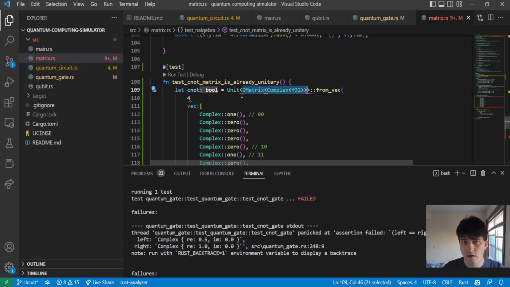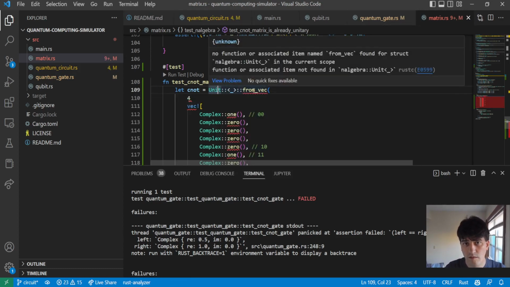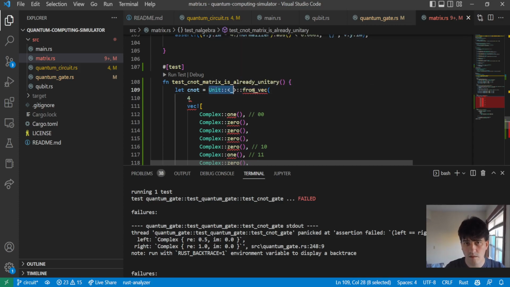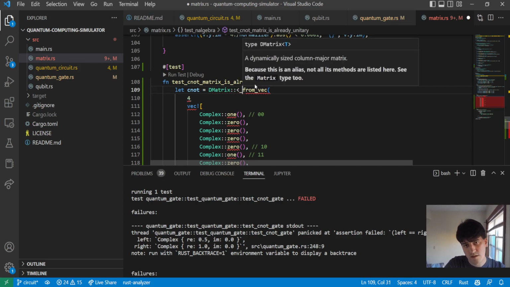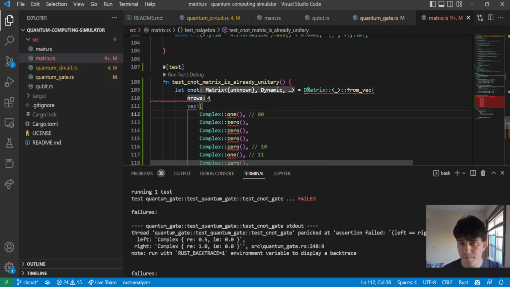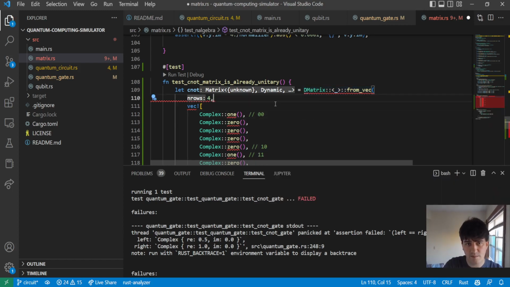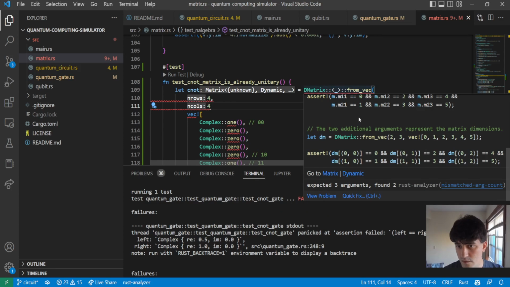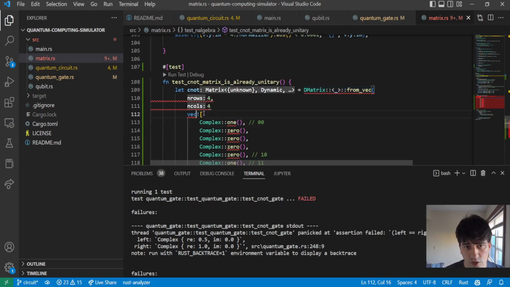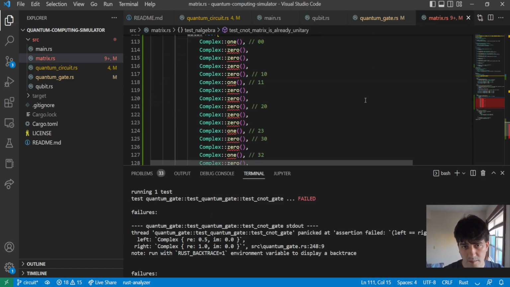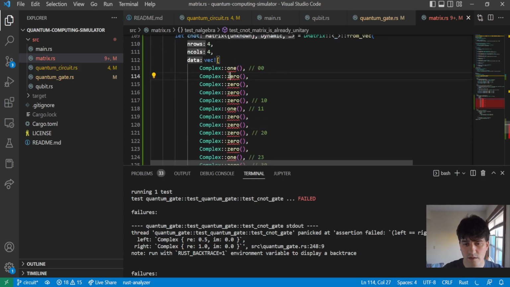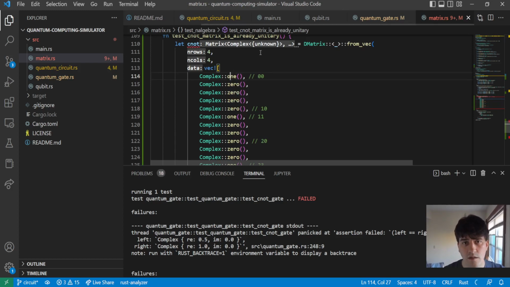Can I just say, we just want it to be the D matrix from back. Function takes 3. Oh right, because it needs to be in both directions. Okay. 4, 4 gets a vec. Did 3, found 2, needs a comma. All right, progress has been made. And then complex 0 and 1 don't exist, but we can import the traits. Okay.